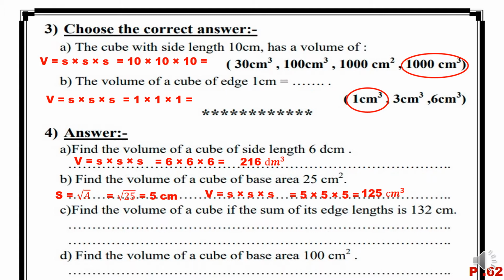In letter C, find the volume of the cube if the sum of its edge lengths is 132 centimeters. Again, I want to find the volume. The volume of the cube is equal to side times side times side. I don't have the side here. I have the sum of the edges of the cube.